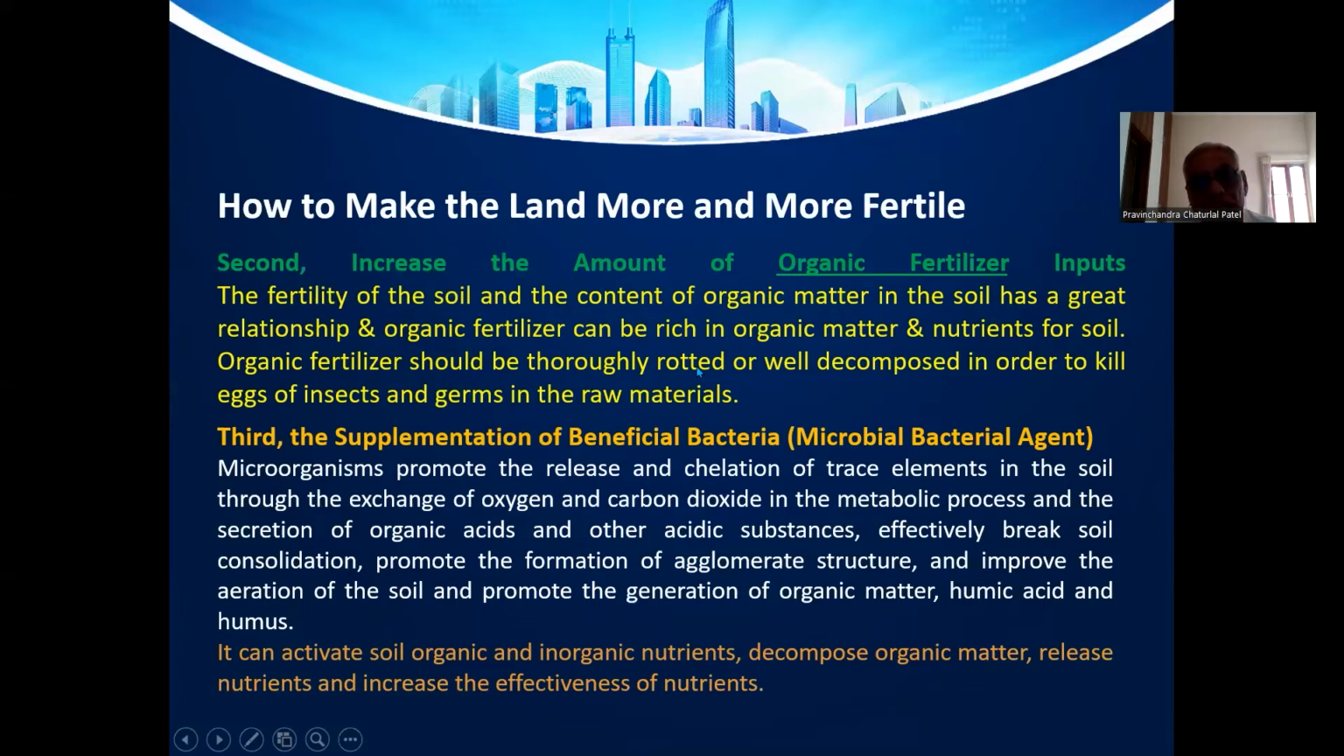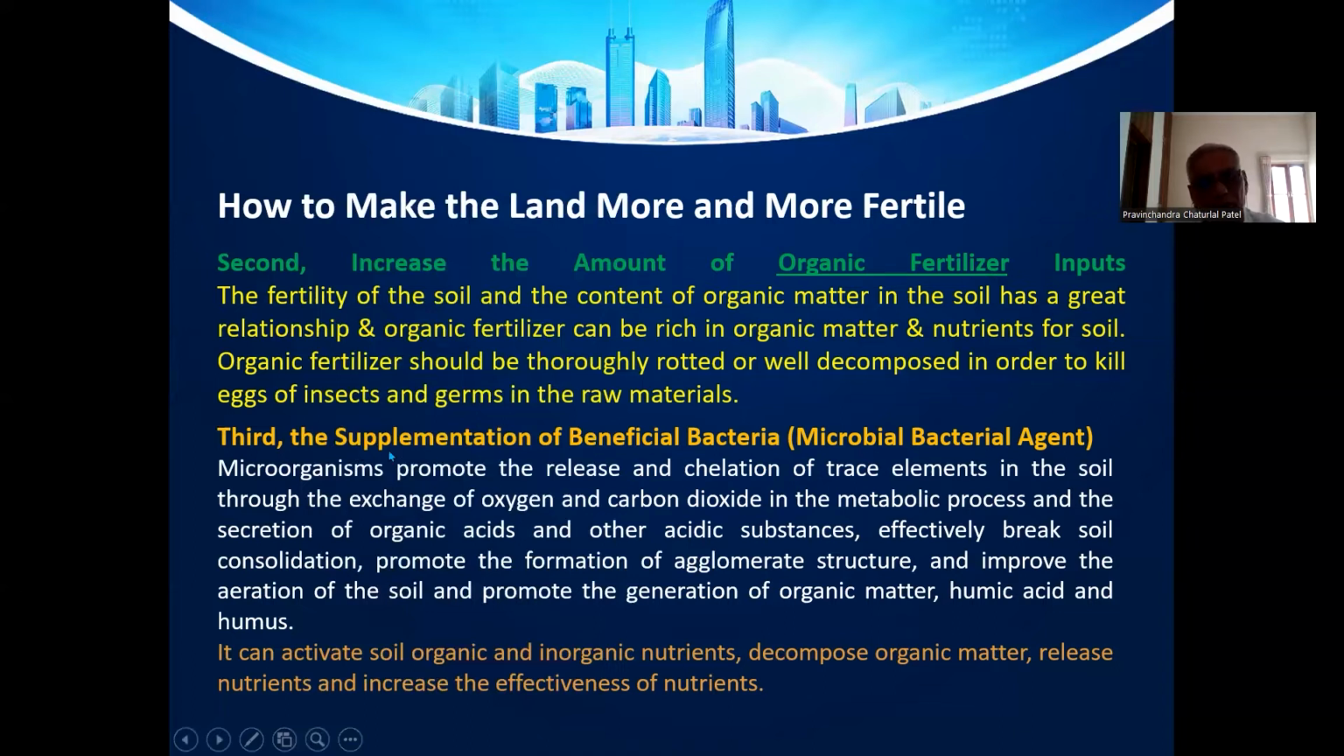Organic fertilizer should be thoroughly rotted, means it is well decomposed, in order to kill eggs of insects and germs in the raw material. If you are adding unrotted or undecomposed farmyard manure or compost in soil, then weed seeds are alive, and when you add them in soil, they germinate. And also the eggs of the insects and germs are alive. So it increases the diseases and pests in your crops.